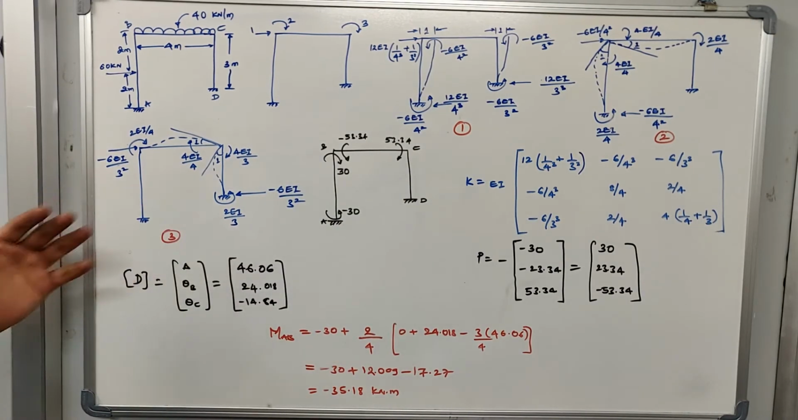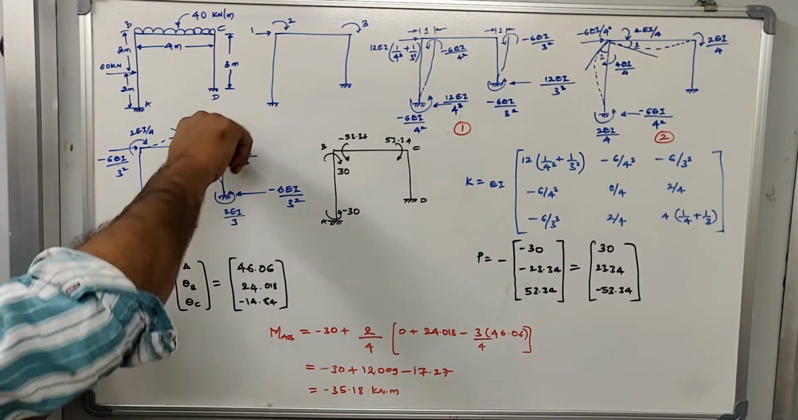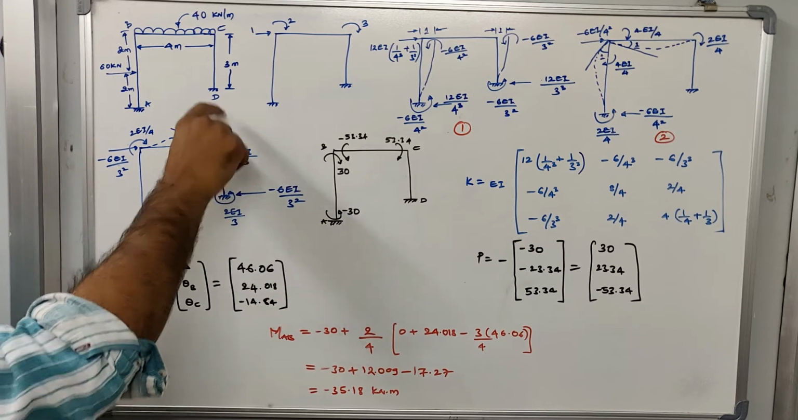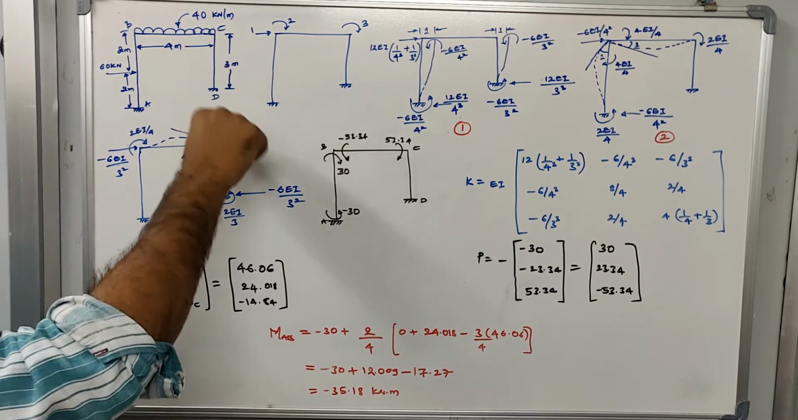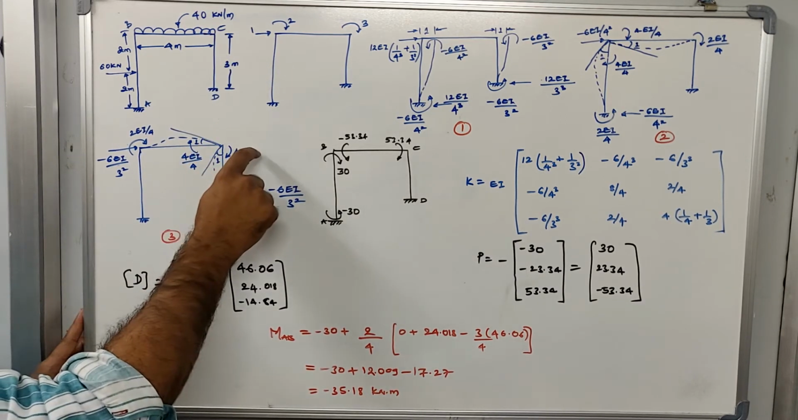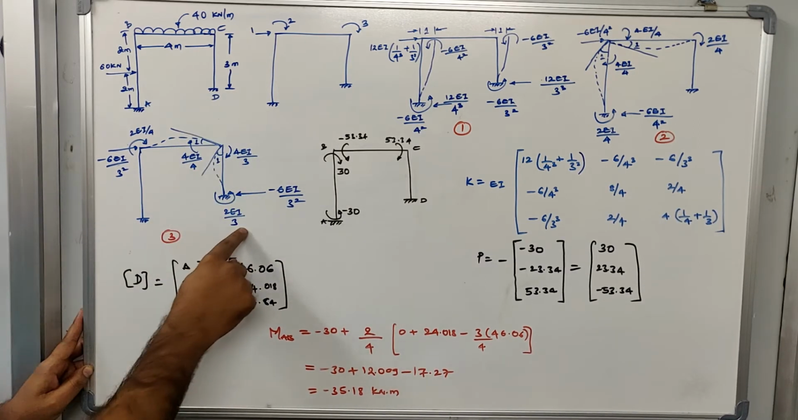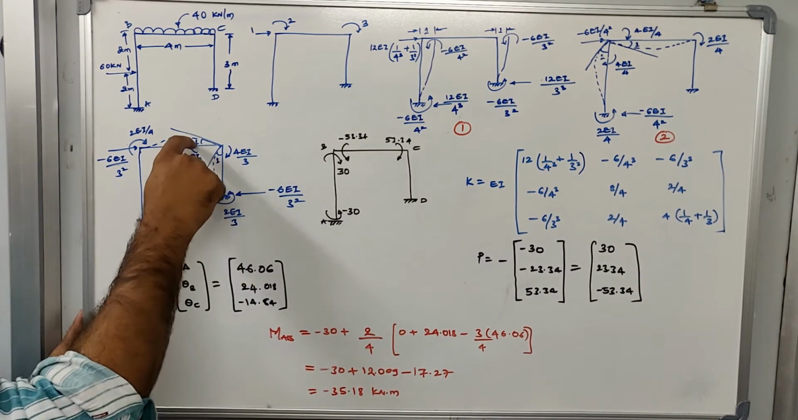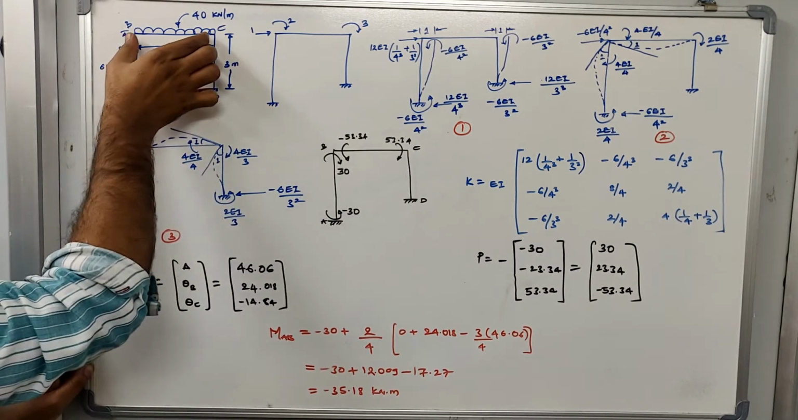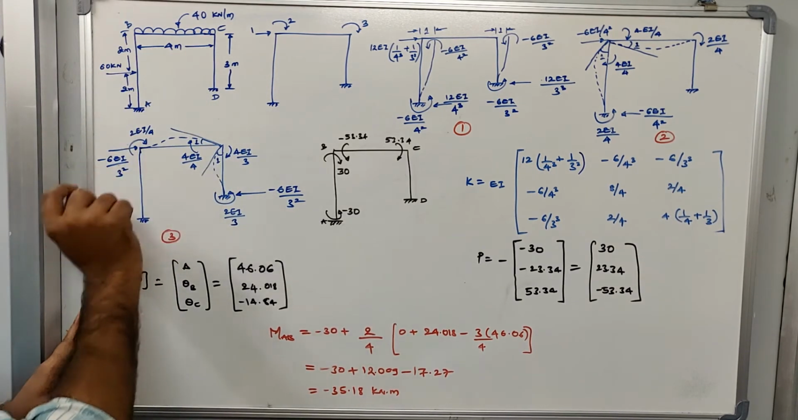Now what we'll do is we'll go to the third coordinate. At the third coordinate again we are applying the unit rotation. So here this is the length which is CD. I'm applying a unit rotation. So here the moment that is generated is 4EI by 3, and at the far end it will be 2EI by 3. Similarly 4EI by 4 for member CB, and at the far end it will be 2EI by 4.